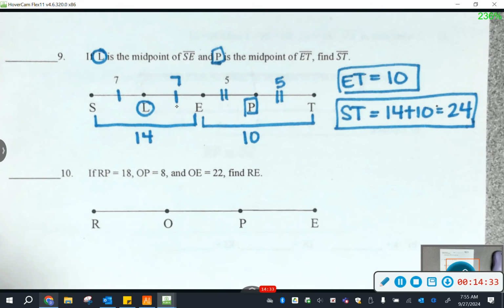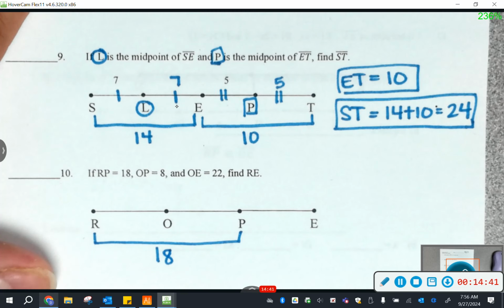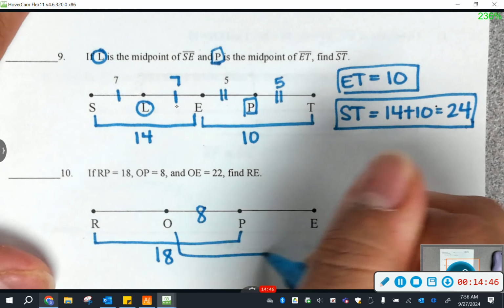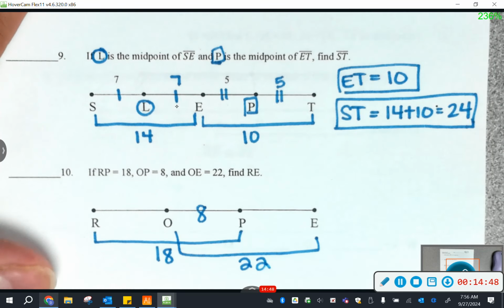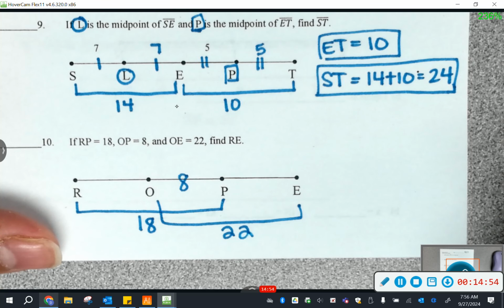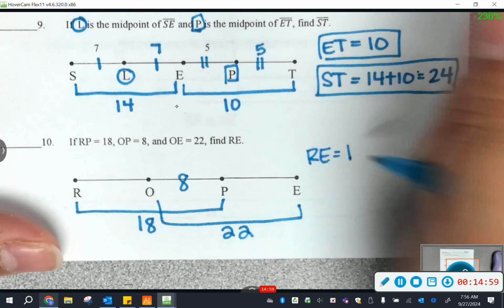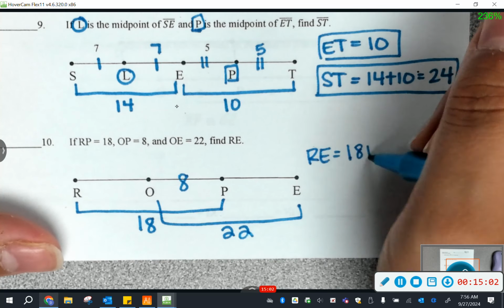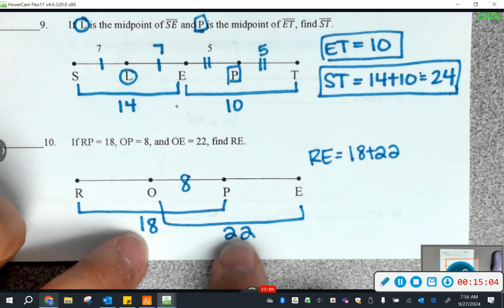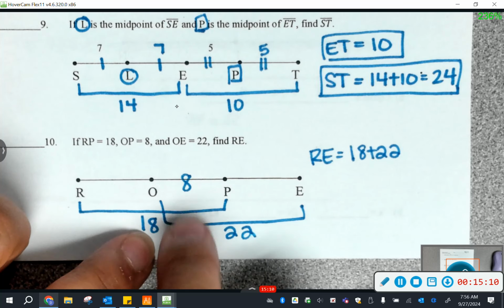This is going to be the 5th time you've seen this problem this week. If RP is 18, OP is 8, and O to E is 22, what do I do? Add them. Which ones am I going to add? 22 plus 18. I'm going to add both of these. But why is that not my answer? Do you see how it overlaps right here?